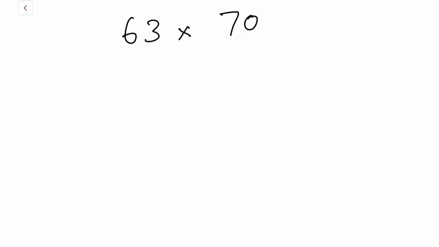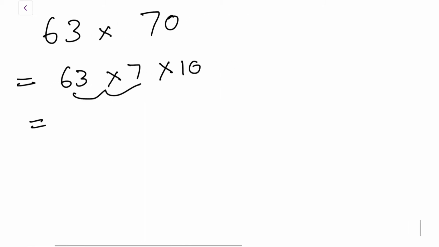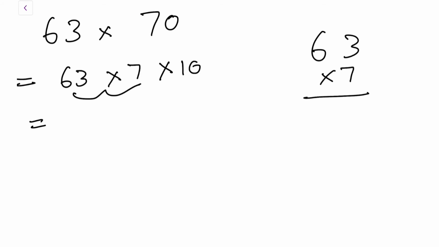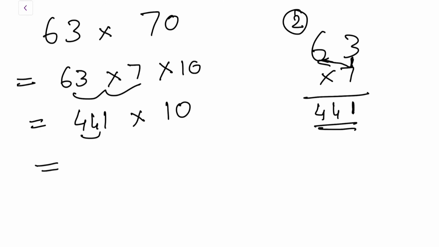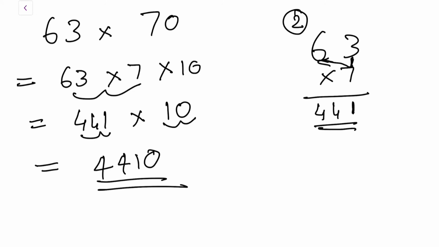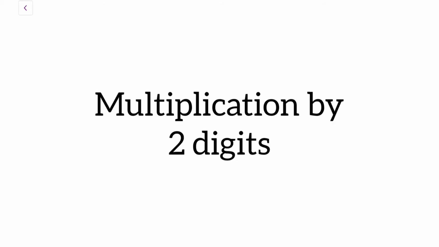63 into 70. Can you try this? That's right. You just have to do 63 into 7 into 10. Now, you have to do 63 into 7. You know how to do 63 into 7, right? What are the steps? Yes, first 7 into 3. That is 21. I put 1 here and 2 gets carried over. And then we do 7 into 6. 7 sixes are 42 plus 2 is 44. So the answer is 441. But we also have into 10. A number multiplied by 10 is the number itself followed by 1 zero. That's your answer.